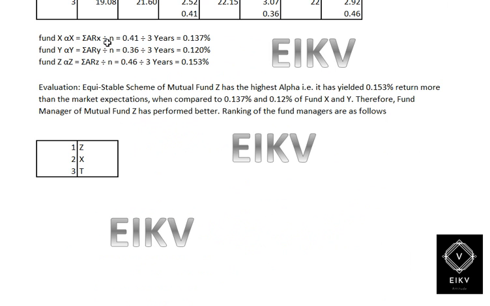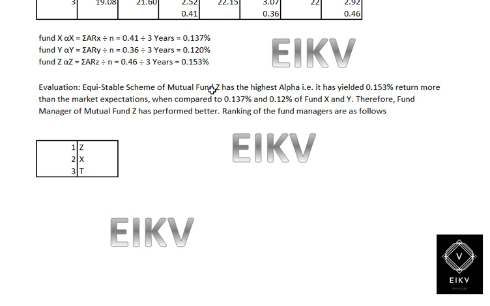Now the alpha of fund X would be the sum of actual minus CAPM divided by N, which means for X it would be 0.41 divided by 3, and for Y it would be 0.36 divided by 3, and for Z it would be 0.46 divided by 3. Therefore the returns would be 0.137 percent, 0.120 percent, and 0.153 percent.